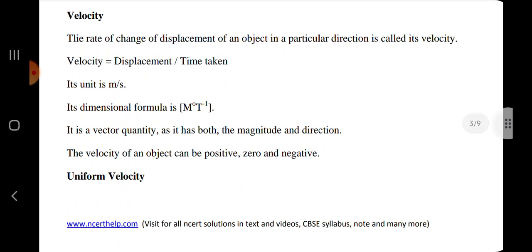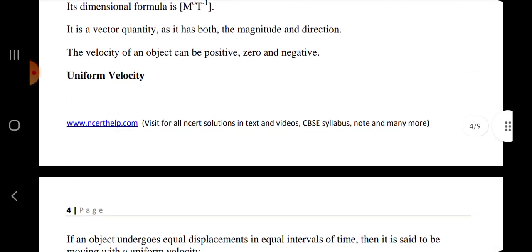Then velocity. The rate of change of displacement of an object in the particular direction is called its velocity. Velocity is equal to displacement upon time taken. Its unit is meter per second. Its dimensional formula is M0 L1 T minus 1 and it is a vector quantity as it has both the magnitude and the direction. The velocity of an object can be positive, zero and negative.